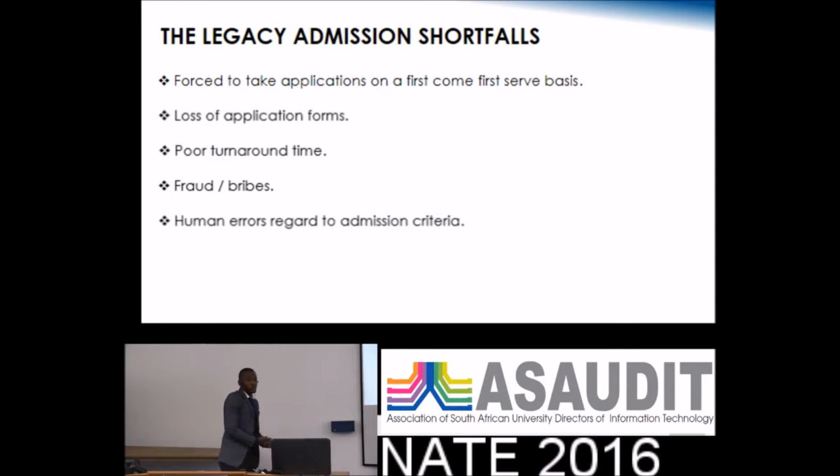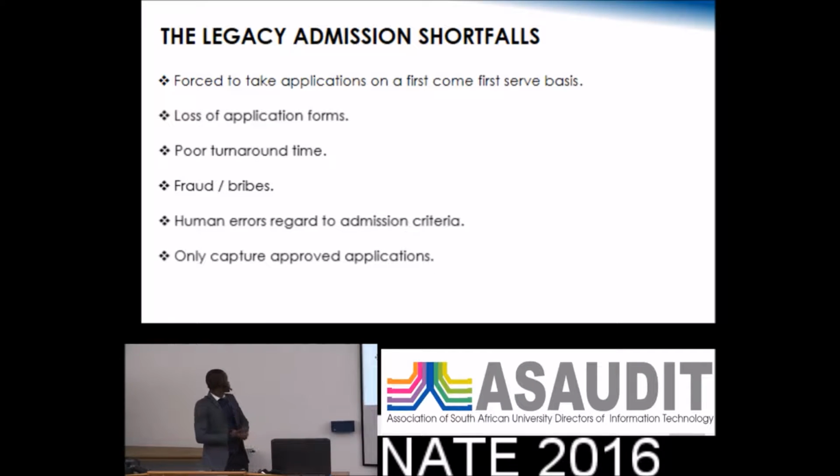Human error on the admission criteria. This is one of the commonalities. You find that I didn't check all the conditions to see if the student meets the criteria. You will see this as we go on to the next few slides. I have a snapshot of that as well.